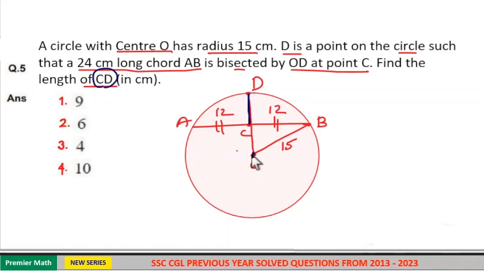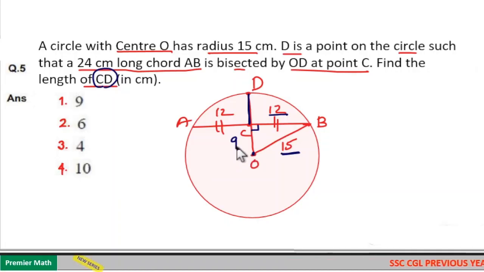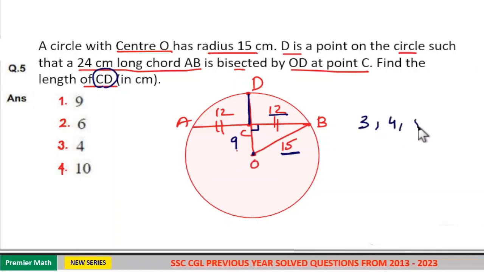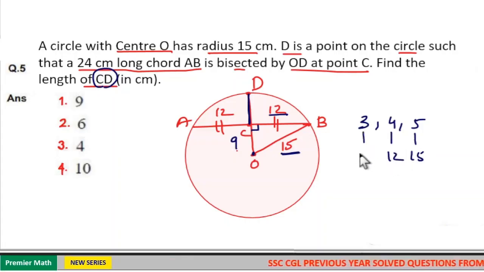Now this is center. When you draw a perpendicular from the center of the circle to a chord, that perpendicular will bisect the chord. Now this chord is bisecting, which means this is a perpendicular, so this is 90 degree. If this is 12 and this is 15, then this length OC is equal to 9, because 3, 4, 5 is the basic triplet. 5 into 3 is 15, 4 into 3 is 12, then 3 into 3 is 9. We have 12 and 15 here, so this length OC is equal to 9.